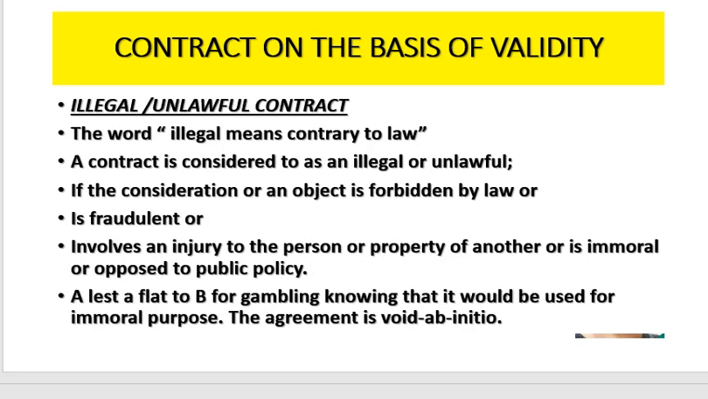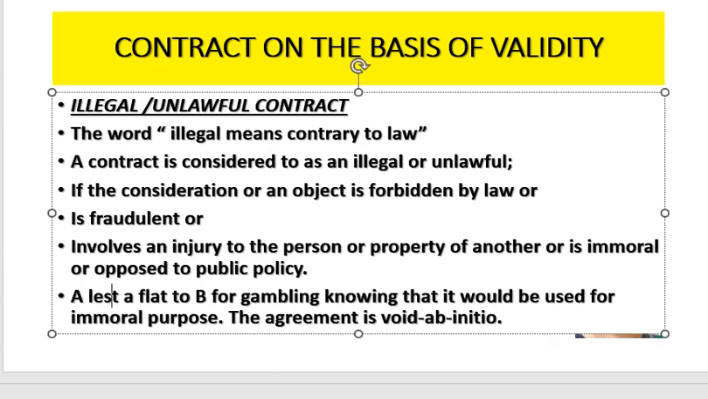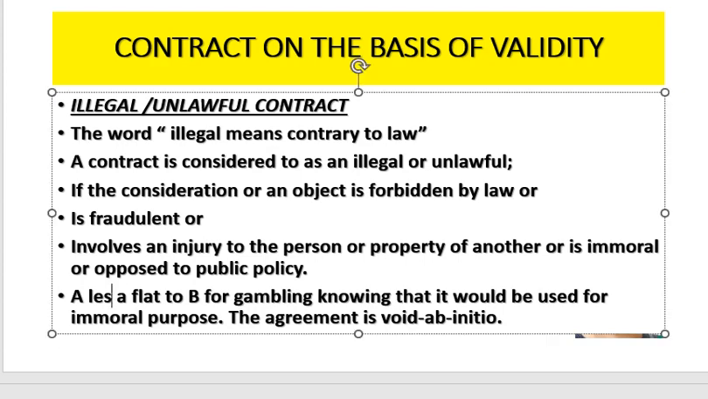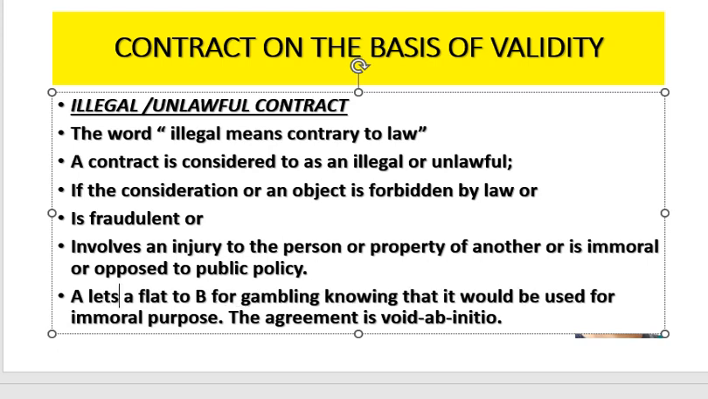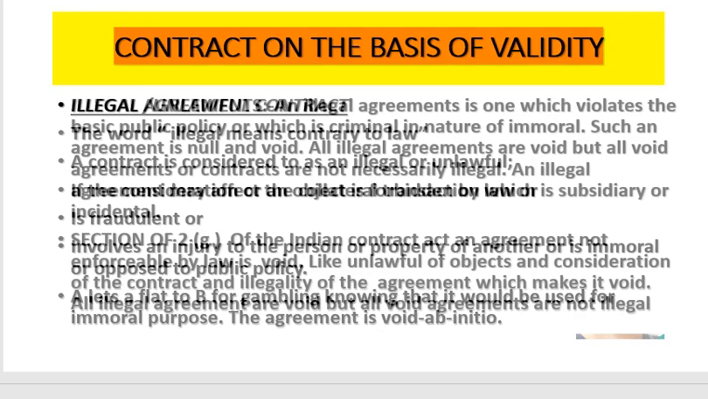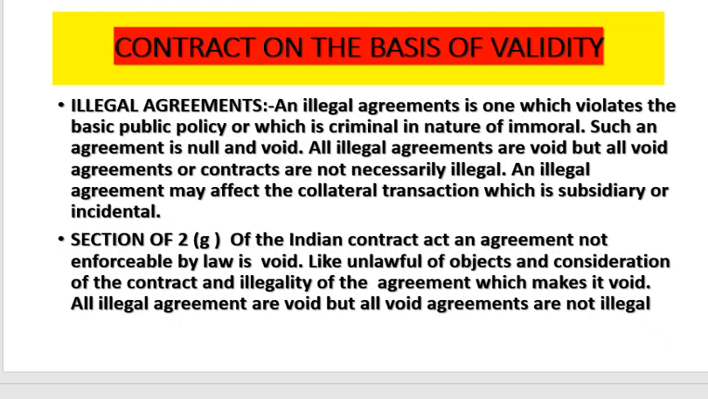A lets a flat to B for gambling, knowing that it would be used for an immoral purpose. The agreement is void from the very beginning. So it is unlawful. Illegal agreements are those which violate the basic public policy, which are criminal in nature. Such an agreement is null and void.